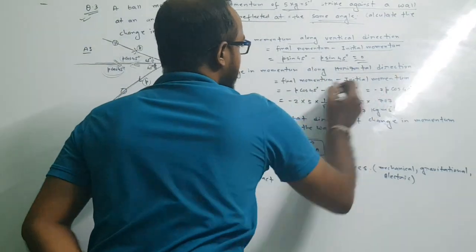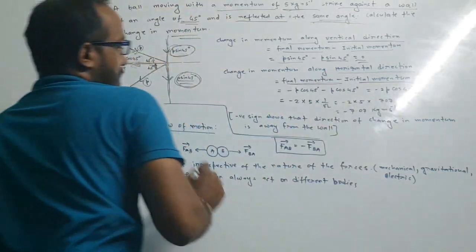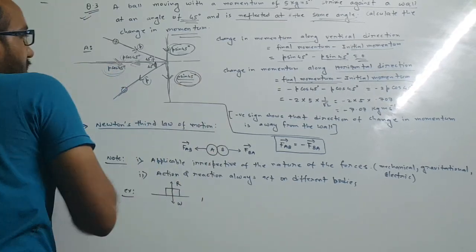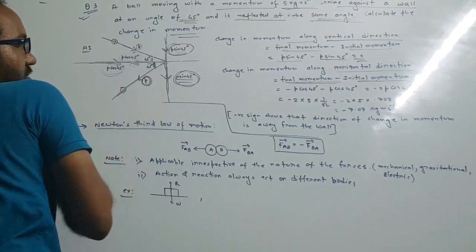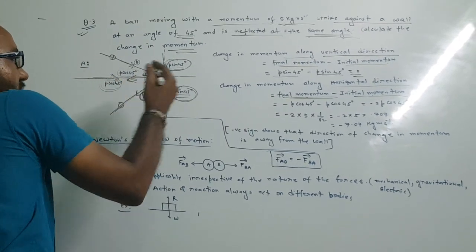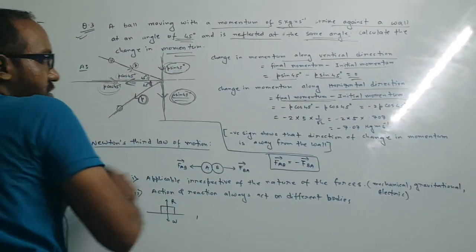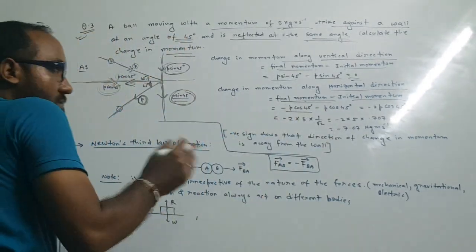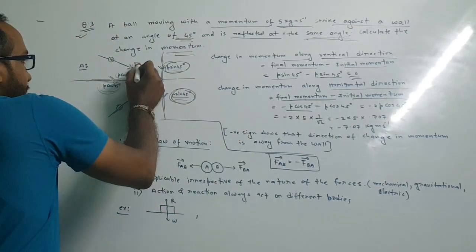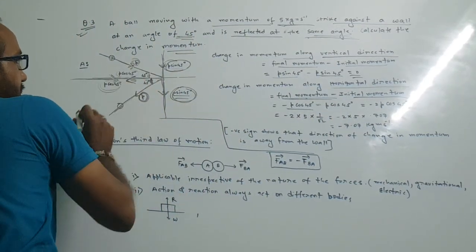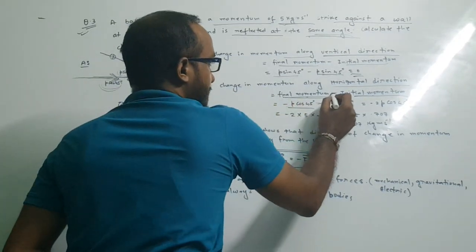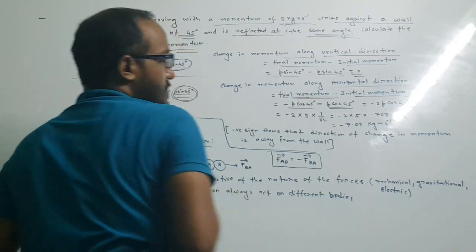In the horizontal direction, apply the same formula. Change in momentum is final momentum minus initial momentum. What is the final momentum? For this P, the component is P cos 45 in the negative x axis, so it would be minus P cos 45, minus the initial momentum. The initial momentum of this P component is P cos 45 in the positive x axis. That's why this minus is this minus, and plus P cos 45.